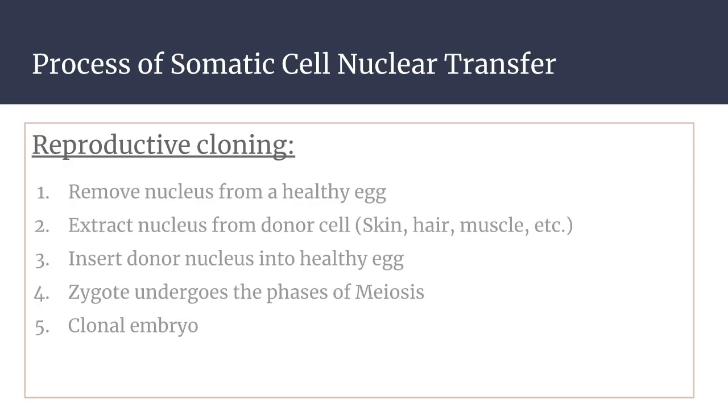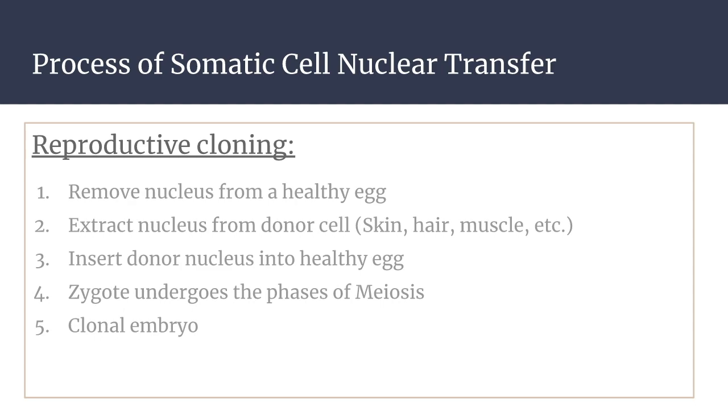somatic cell nuclear transfer. So there are two different types of somatic cell nuclear transfer, including therapeutic somatic cell nuclear transfer and for the use of reproductive cloning. For the sake of this research paper, I focused on reproductive cloning. So in that, there are 5 different steps that you can take to achieve a clone.